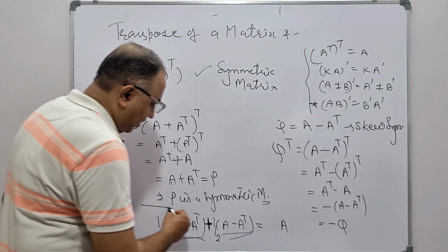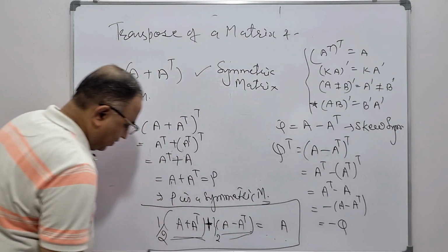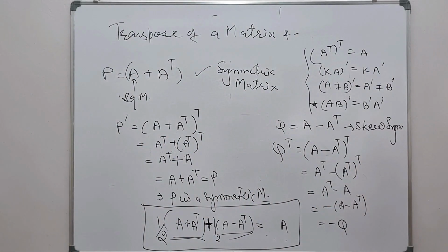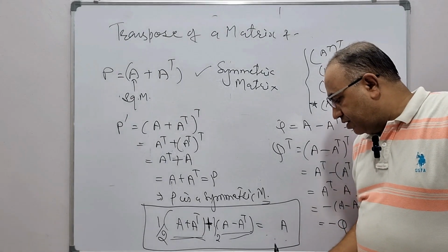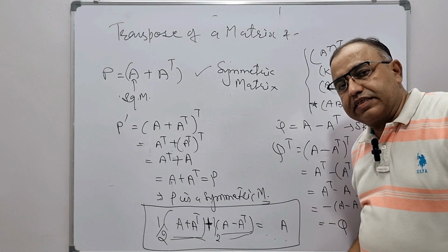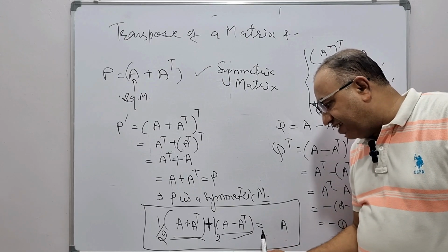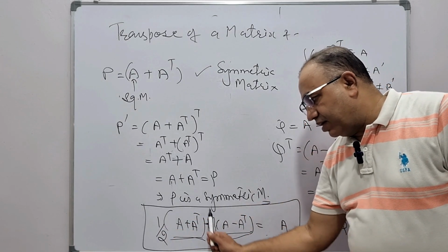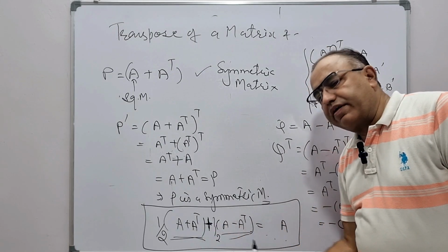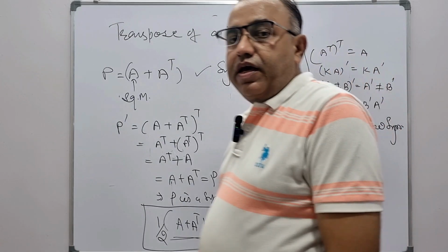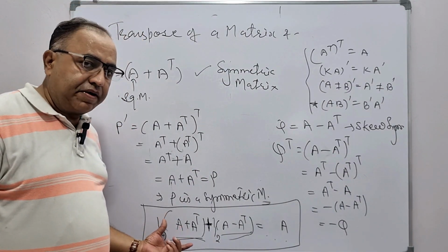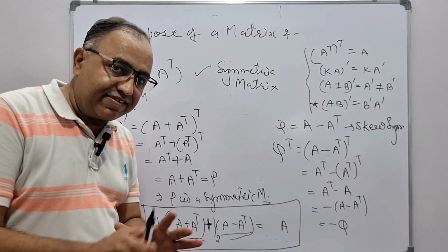This is the most important result. What we conclude here is that every square matrix can be expressed as a sum of a symmetric and a skew symmetric matrix. Every square matrix can always be expressed as a sum of a symmetric and a skew symmetric matrix.